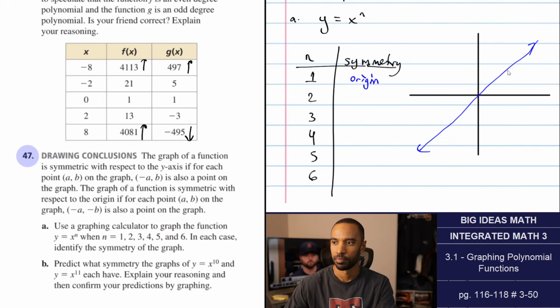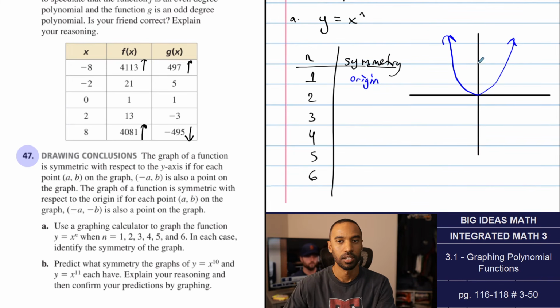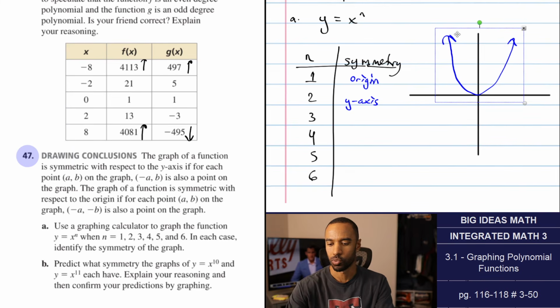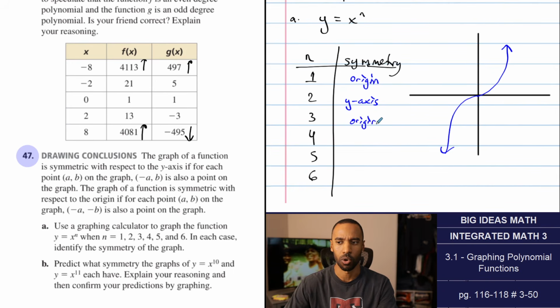When n equals 2, it's a parabola. We've seen a lot of x squareds: (0, 0), (1, 1), (2, 4), (3, 9), both sides like that. This is symmetry across the y-axis. When n equals 3, it's a cubic function. When you cube negative numbers, you get negative numbers out. 0 cubed is still 0. They all cross through the origin, but it turns negative on this side while it stays positive on that side. It has origin symmetry as well, because a negative input gives a negative output.